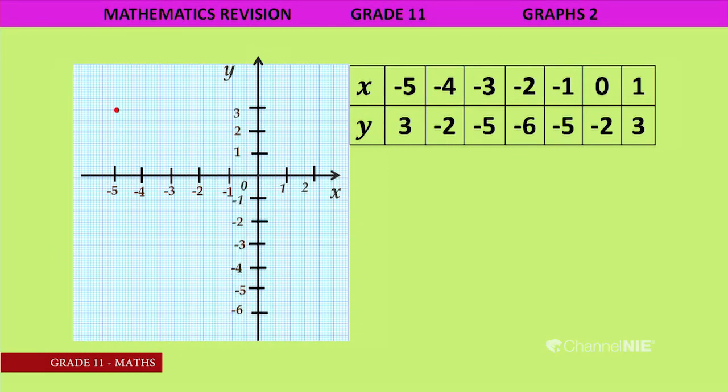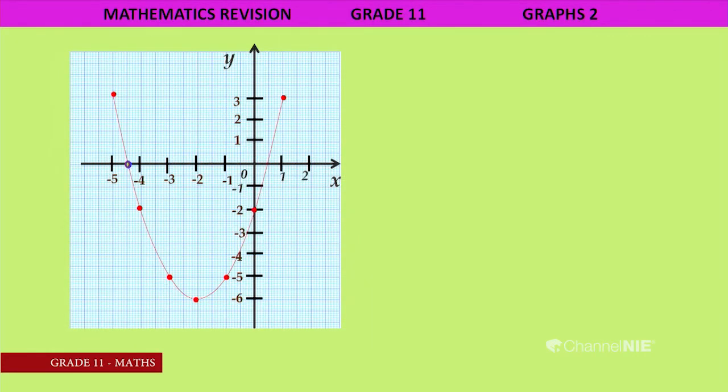Marking points. First point. Second point, minus 4, minus 2. Third point, minus 3, minus 5. Fourth one, minus 2, minus 6. Minus 1, minus 5. 0, minus 2. 1, 3. Draw in the curve. Smooth curve.